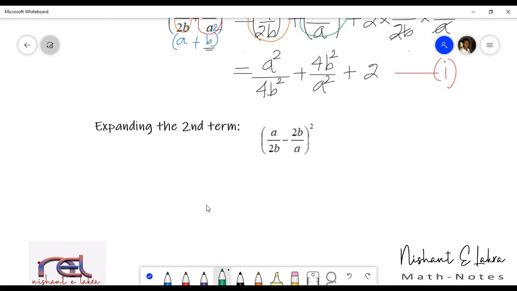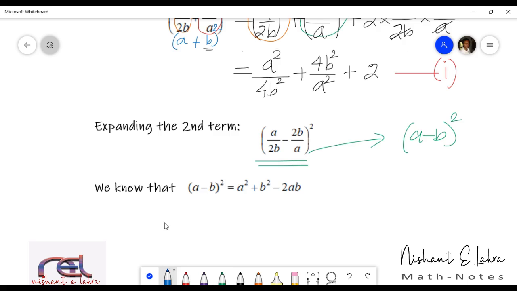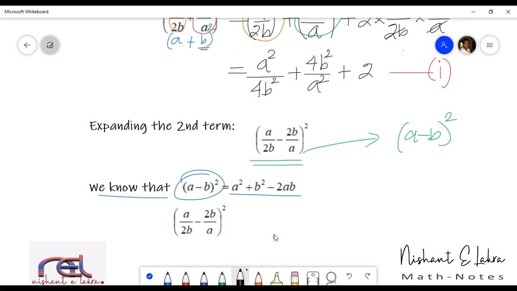Now let us solve the second part of the equation, expanding the second term. We have already thought about it before when we started. Now this is (a - b) whole square, so we'll be using the expansion of (a - b) whole square to solve this. And what is the expansion of (a - b) whole square? It is a square plus b square minus 2ab.